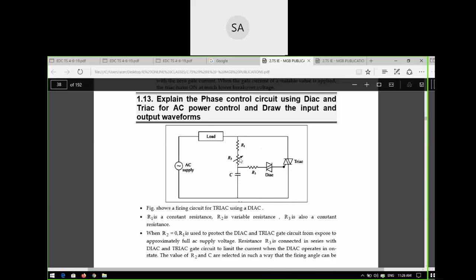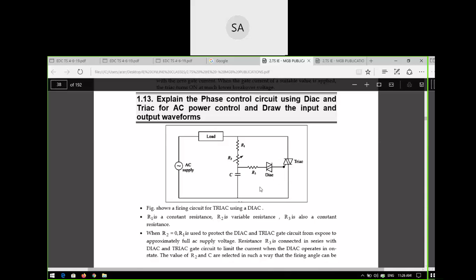So R1, R2, and C decide when the TRIAC will turn on, how much time the TRIAC will trigger on, and how much time it will be off. That is decided by these resistors as well as this capacitor. The combination of these resistors and the capacitor decides how long the TRIAC is turned on and how long it is turned off. So that is the firing angle; the firing angle of the TRIAC can be decided.